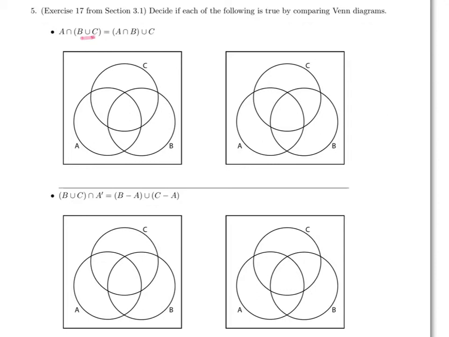So B union C means everything that's in either B or C. So I'm going to shade everything that is either in B or C. So like that. And then we see that we're supposed to take that shading and intersect it with A.